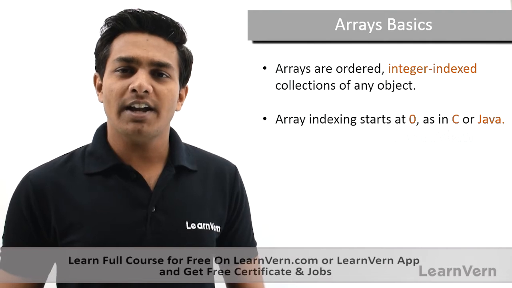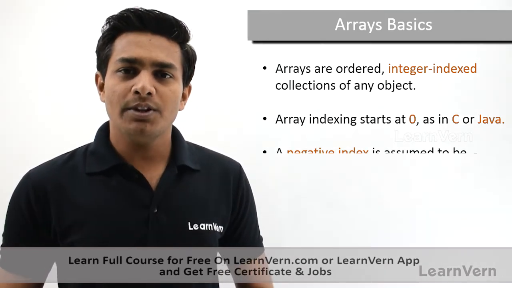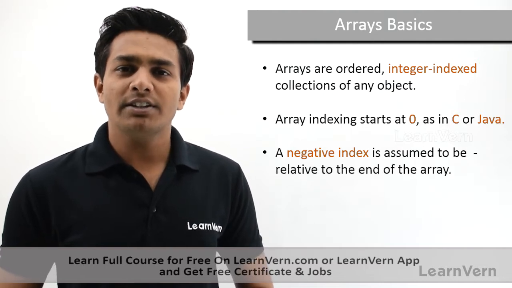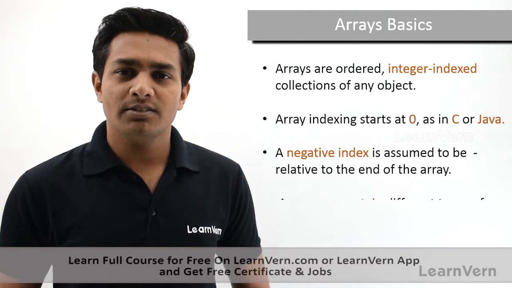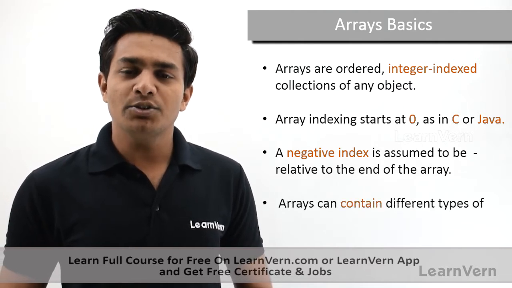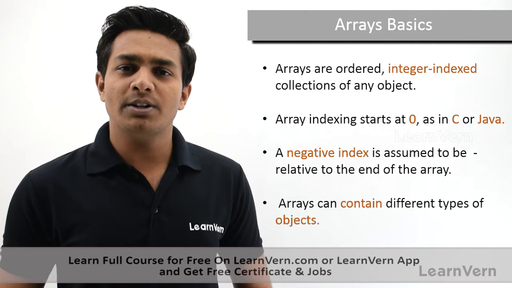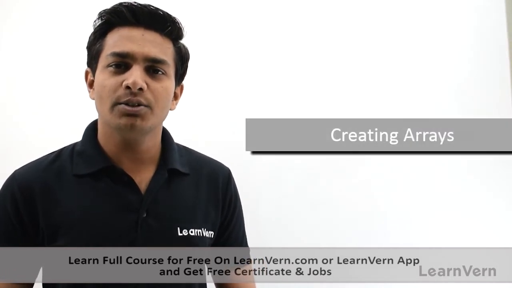We have the same arrays in C language and in Java. If we pass any negative argument as a parameter, that will be considered as the end of the array. An array in Ruby can have different values of different objects. How can we create arrays in Ruby?